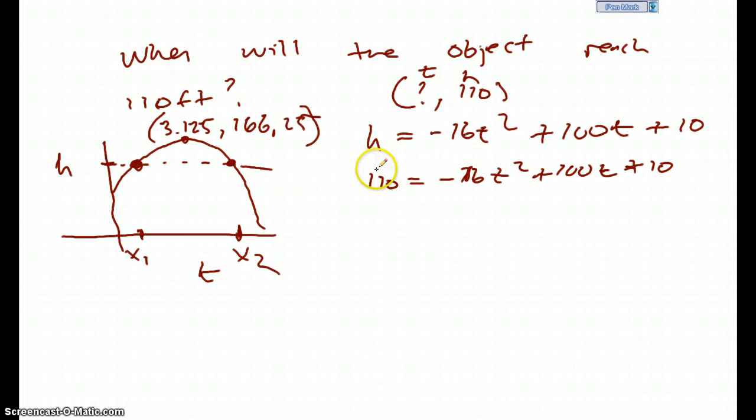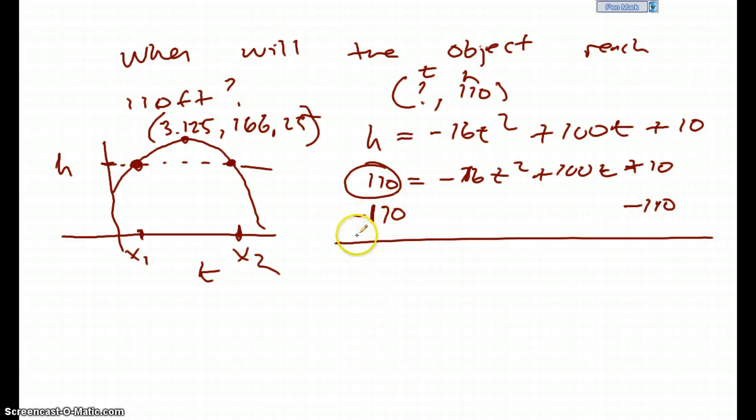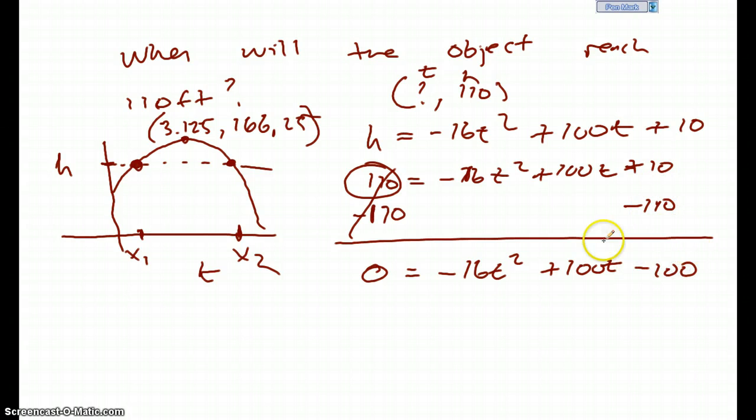Okay, but the quadratic formula says if the equation is of the form 0 equals ax squared plus bx plus c, then you can use that formula. But there's 110 on this side. So that's not a problem. What we'll do is we'll subtract it away first. Subtract it away from both sides and combine like terms. So this is 0 equals negative 16t squared plus 100t, and negative 110 plus 10 is negative 100. And now I do have it of the form 0 equals ax squared plus bx plus c. So a is negative 16, b is 100, and c is negative 100.